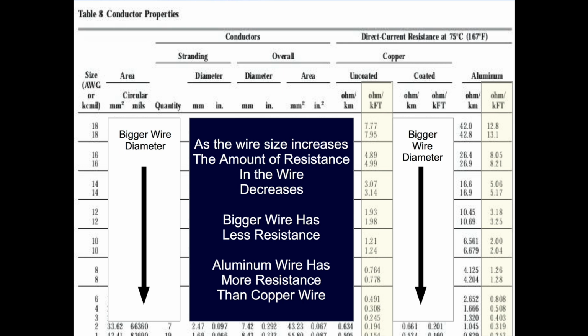Notice that as the wire size increases, the amount of resistance to the flow of electricity in the wire decreases. Remember Ohm's law. Ohms and amps have an inverse relationship, meaning if I want more current to flow through the wire, I need to do something to lower the resistance of the wire, like choosing a larger size wire, for example. Also notice that aluminum wire has quite a bit more resistance than copper wire does.